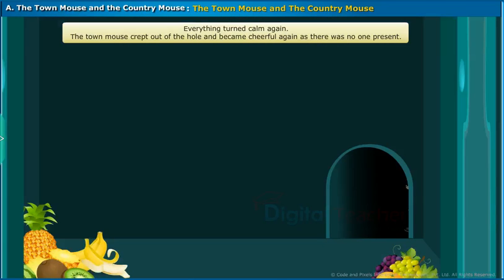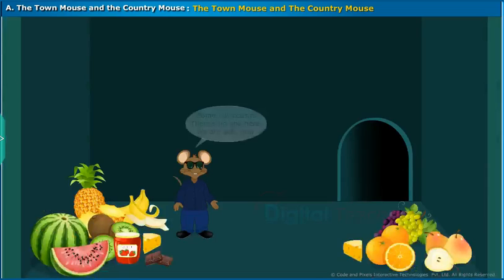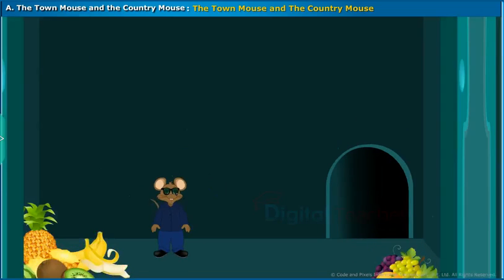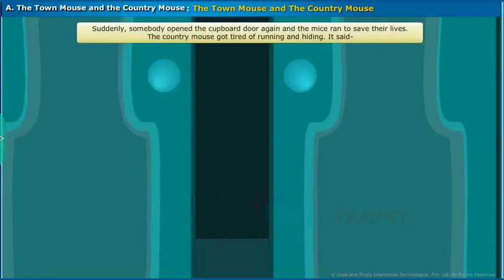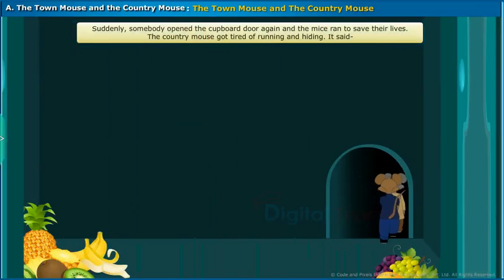The Town Mouse crept out of the hole and became cheerful again as there was no one present. "Come out, cousin. There's no one here. We are safe now." "Okay, cousin. Good to hear that." Suddenly, somebody opened the cupboard door again and the mice ran to save their lives.